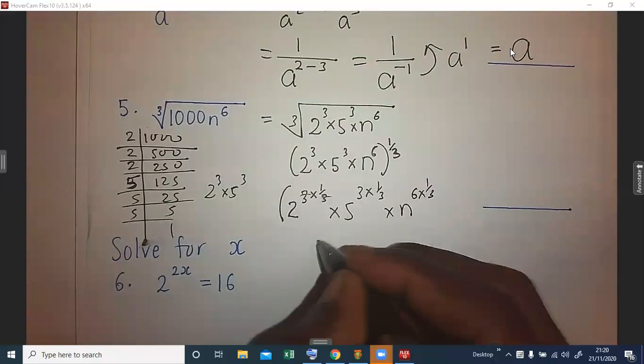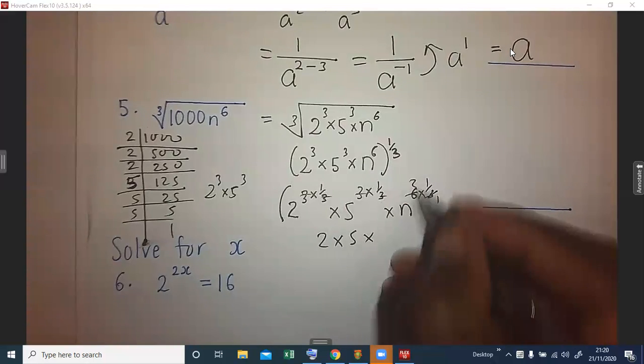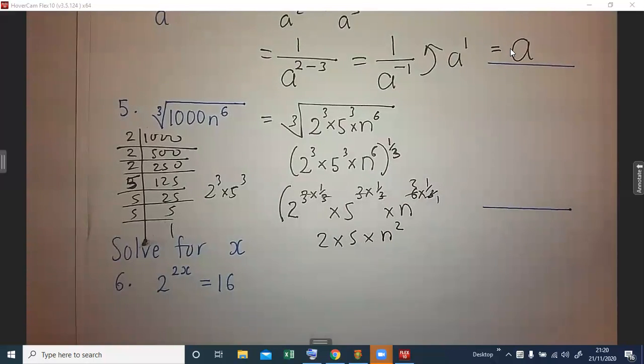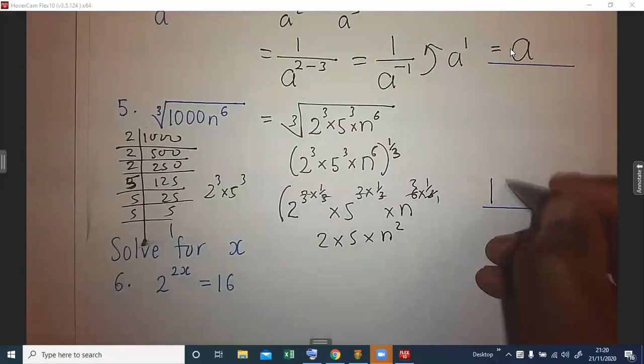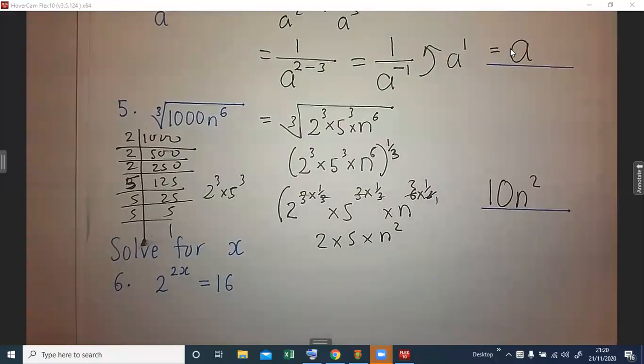So the power 3 and the 1 over 3 make it gone. So I get a 2, I get a 5, and by 1 over 3 times 6, I get n squared. So now 2 times 5 is 10 and n squared. So that's how we mathematically follow indices to simplify that question.